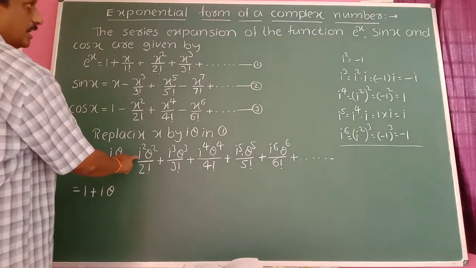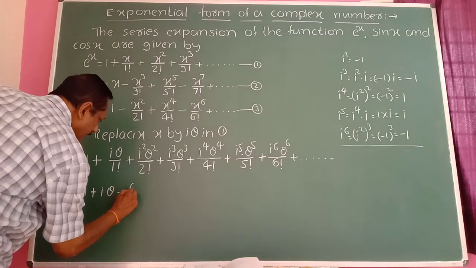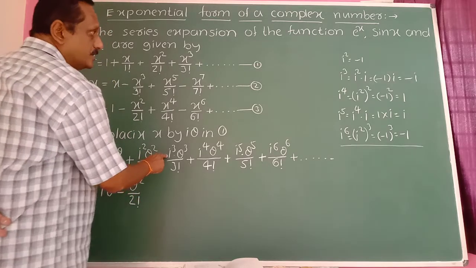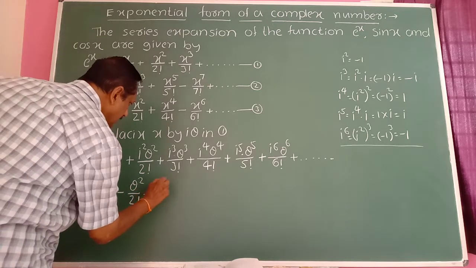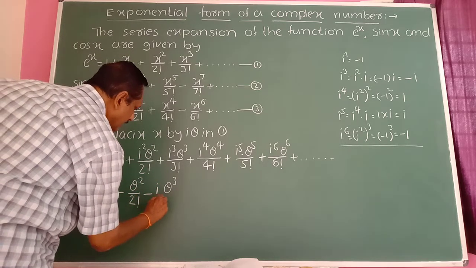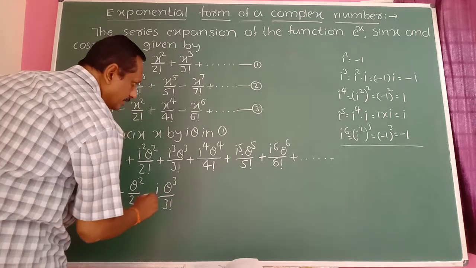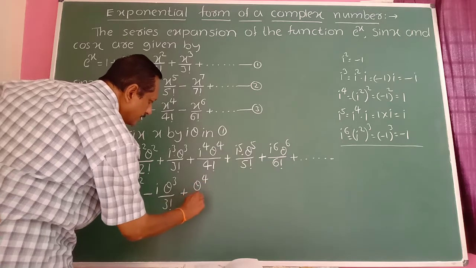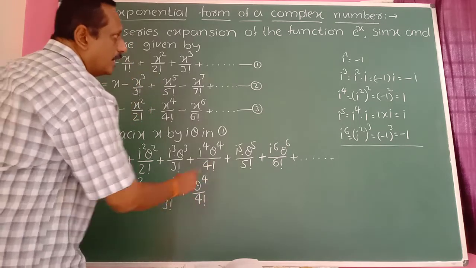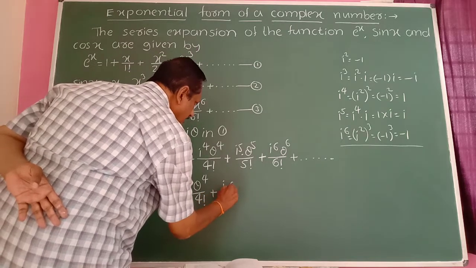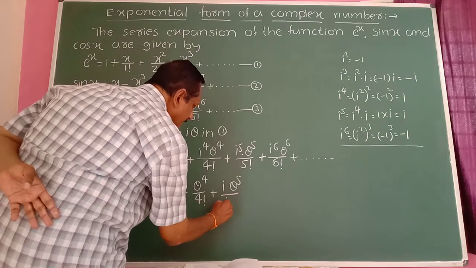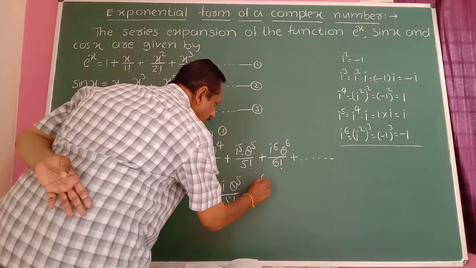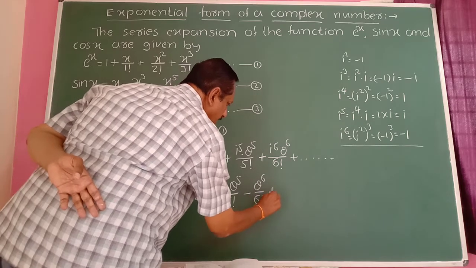i square is minus 1, so it is minus theta square divided by 2 factorial. Then i cube is minus i, so minus i theta cube divided by 3 factorial. i raised to 4 is 1, so theta raised to 4 divided by 4 factorial. i raised to 5 is i, so i theta raised to 5 divided by 5 factorial. i raised to 6 is minus 1, so minus theta raised to 6 divided by 6 factorial, and continue like this.